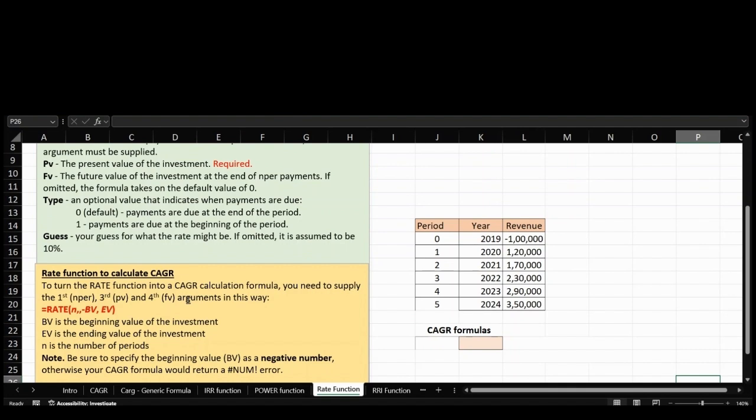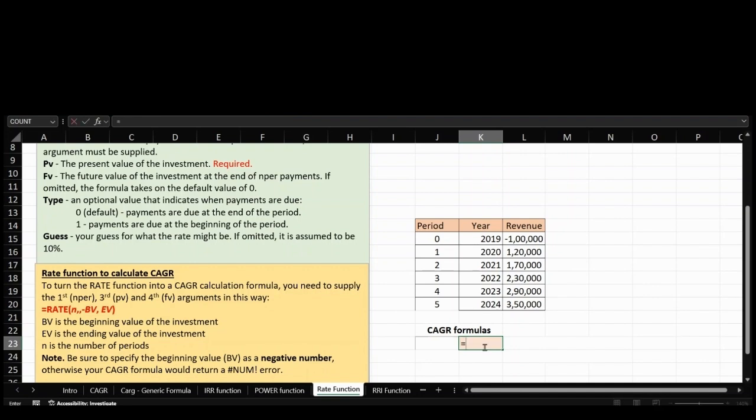One thing we have to remember is the beginning value BV should be a negative number. Otherwise you will get an error. So now let's understand this with an example. Here the time period is given, the year is there, this is revenue. Now we have to enter the formula.